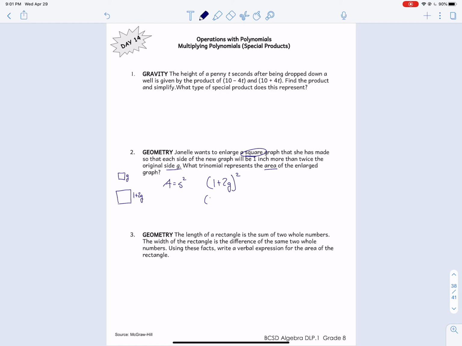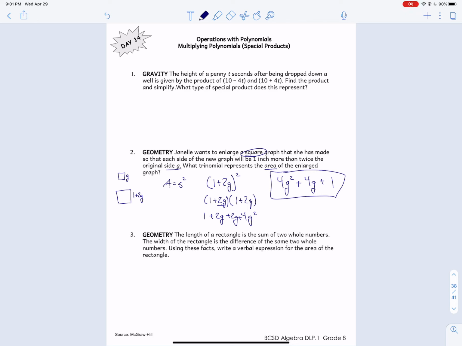I'm going to expand this. Okay, and then again, distributive property twice. So I get 1 times 1 is 1. 1 times 2g is 2g. Okay, now I have this 2g times 1 is 2g. And then 2g times 2g is 4g squared. Need a plus sign. And I'm just going to rewrite this with the highest power first, like we normally do. So this would be 4g squared. And then combine those two middle terms. 2g plus 2g is 4g. And then plus 1.